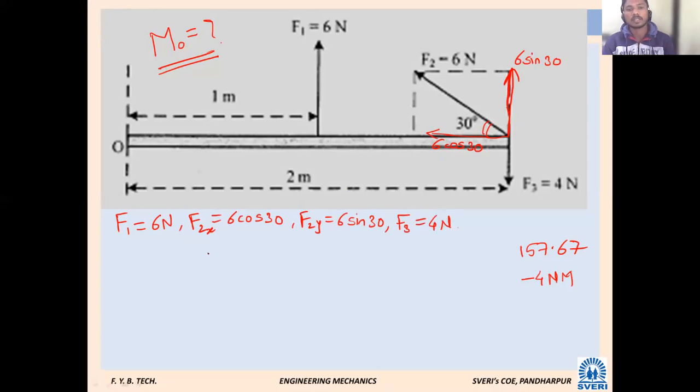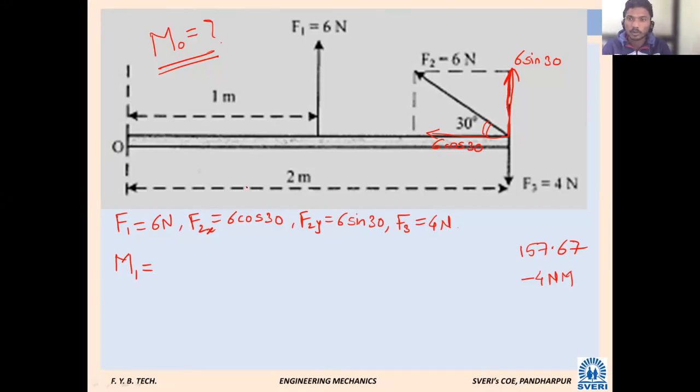Very simple. So these are the forces, and we are supposed to find the moment at which point? Point O. So beginning with M1, how do we read M1? Moment at point O due to force F1. Very good.